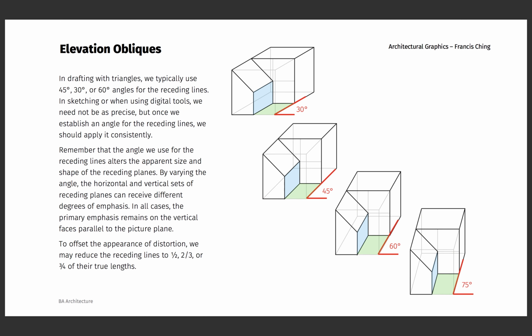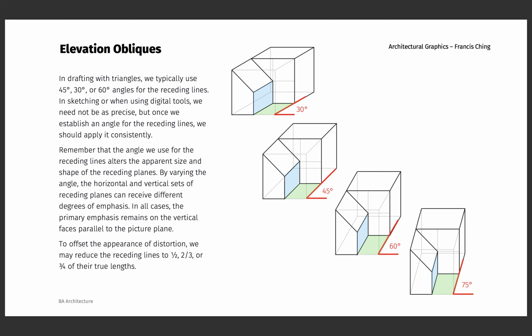So these illustrations, these examples, are from Francis Ching's book, Architectural Graphics. And here you can see if you change this angle of extrusion, if you like, backwards, you get a greater emphasis placed on the top or the front or the right-hand side in these particular cases. Obviously, you could extrude your elevation on the other side as well to emphasize the left-hand side. But this is the difference that you get by varying this angle.